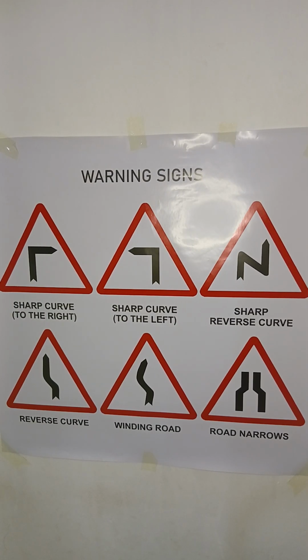They are: sharp curve to the right, slow down, prepare to turn to your right. Sharp curve to the left, slow down, prepare to turn to your left. Sharp reverse curve, there's an obstacle, so be ready to swerve it. Reverse curve, there's an obstacle but not that steep. Winding road means that the road keeps moving in circles from bottom to top. And road narrows means that the road is going to become smaller.